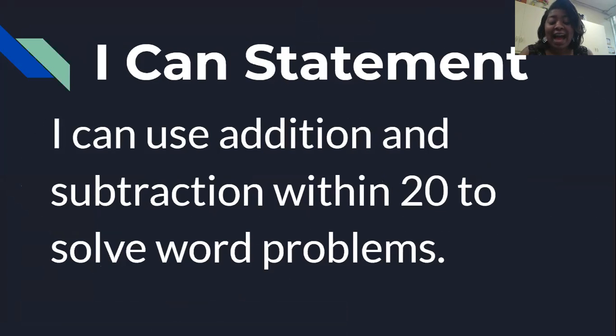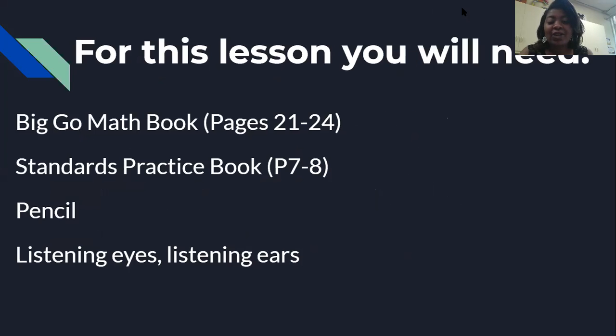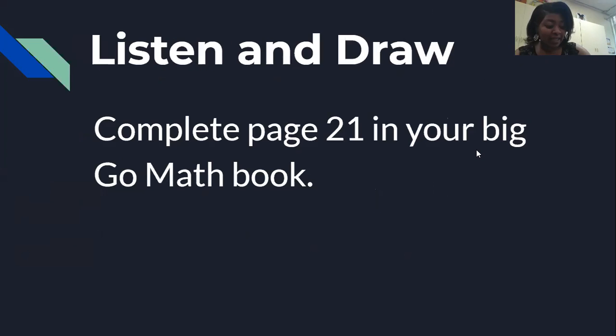Repeat after me. I can use addition and subtraction within 20 to solve word problems. All right, you can take a moment to pause the video here. It tells you everything that you need. Your Big Go Math book, pages 21 to 24, your standards practice book, P7 and P8, which you are going to turn in for a grade, a pencil, your listening eyes, and your listening ears.